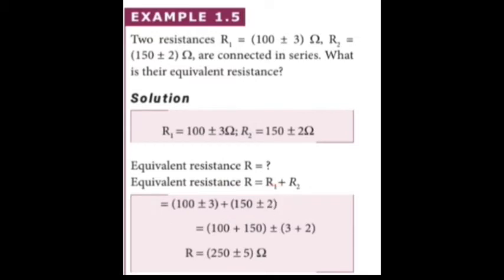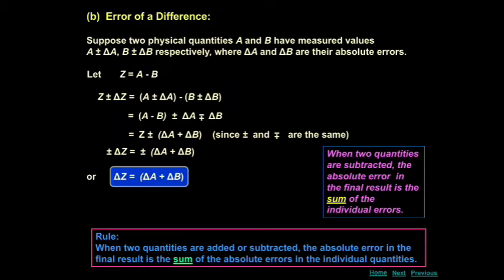So the total resistance with the error limit, represented by the letter R, is equal to 250 plus or minus 5 ohm. Okay, it's one of the important sums of this lesson. That's all, students. We can see the next one, that is error of difference.